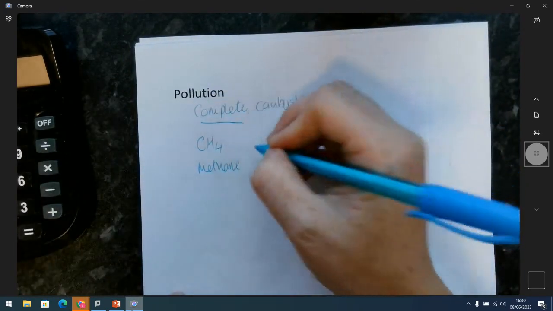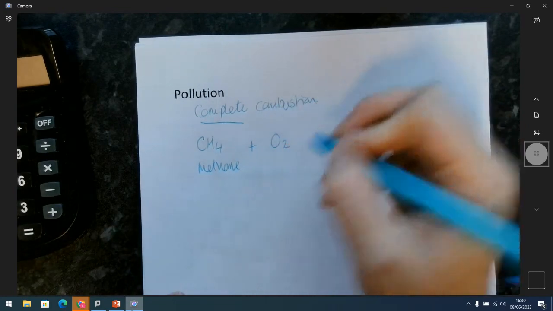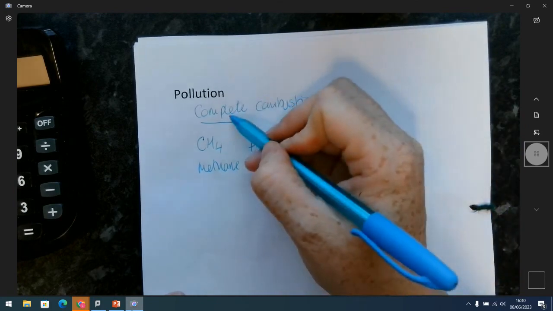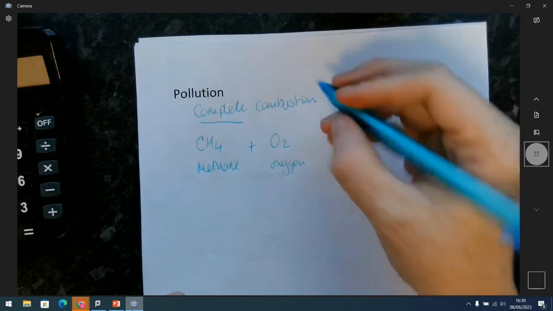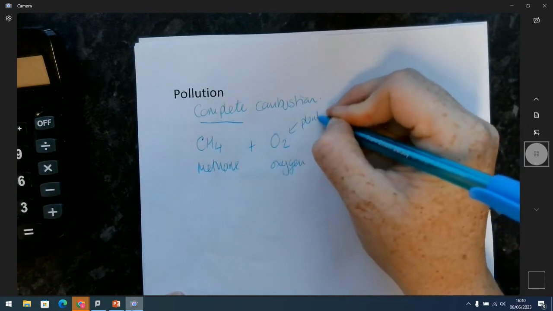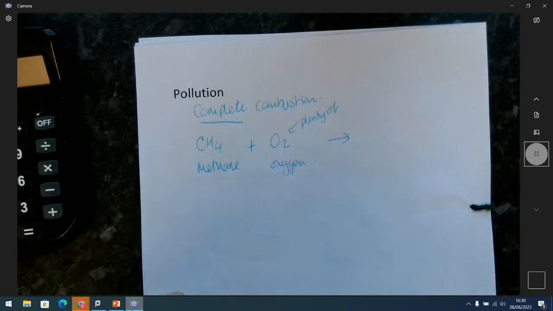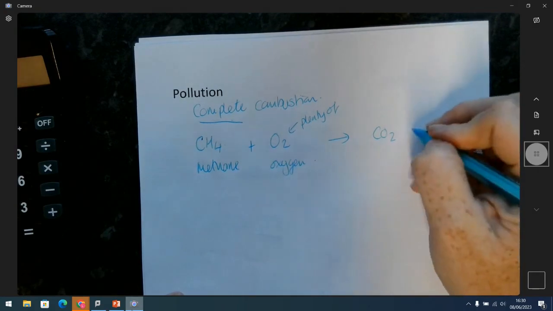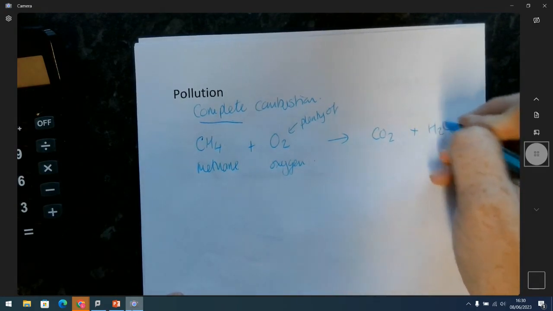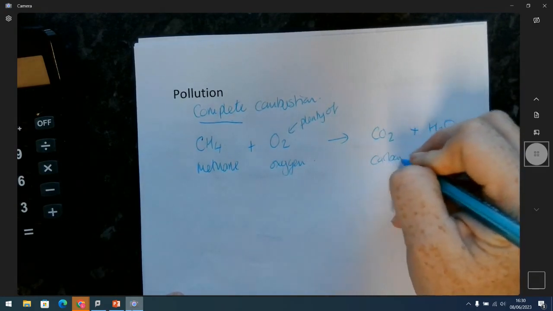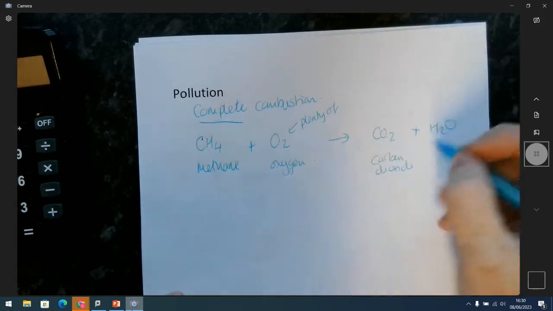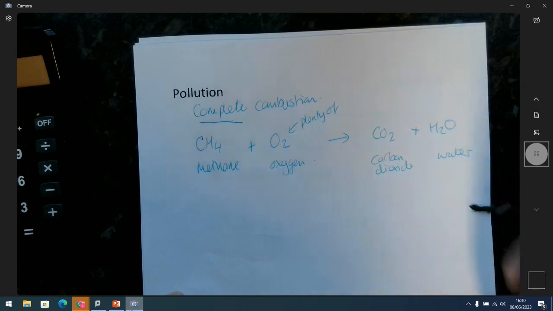So I've got my methane, I then react that with oxygen, and if complete combustion is taking place, so it means I've got plenty of oxygen, then I would make two products, one of which is carbon dioxide and the other is water. So you need to know the products, you need to know what's also needed, and you might also be asked to balance the equation.